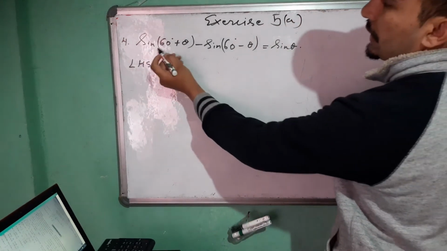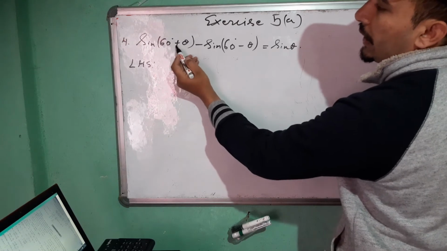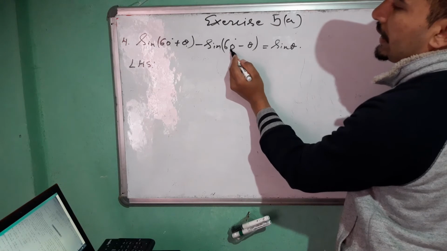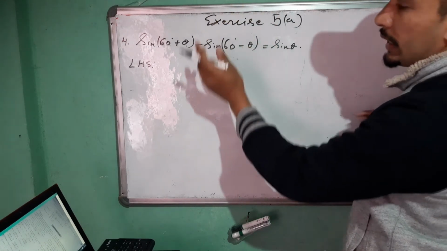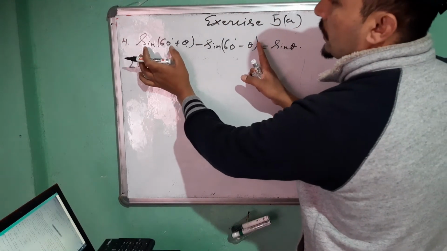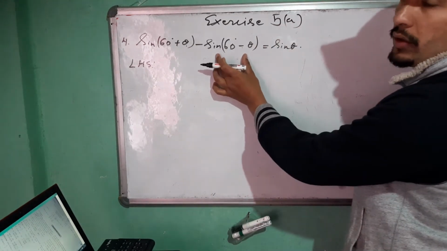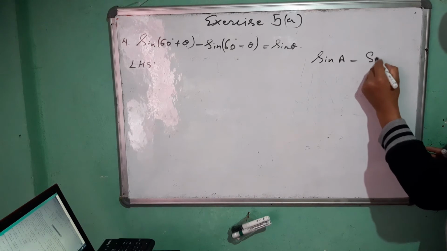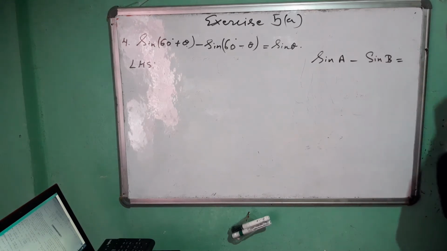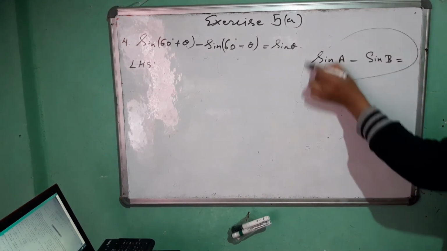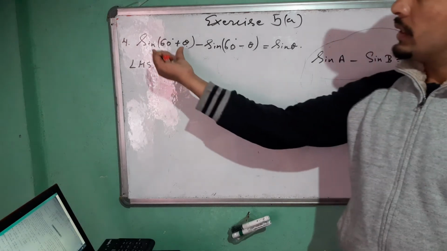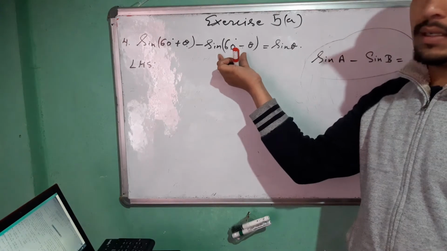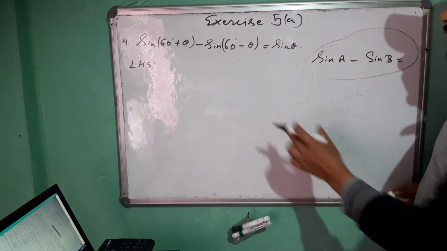you can simplify this. You can use the formula for sin(a plus b), and on this side you can use the formula for sin(a minus b). Otherwise you can use the formula for sin a minus sin b together also. I had given the formula for sin A minus sin B. This also I have given to you. So you can use this formula directly, or you can use the formula for this part and this part separately. Okay, so I'll use the formula separately.